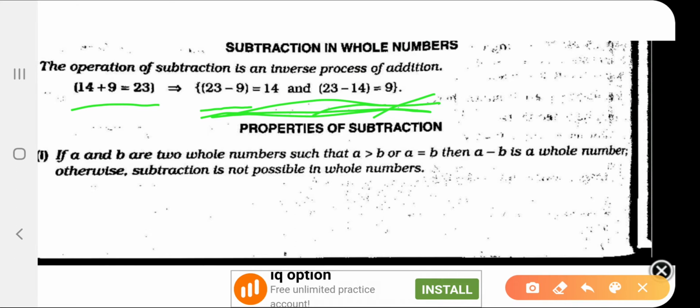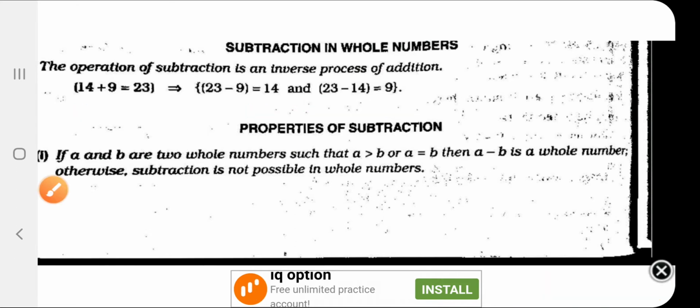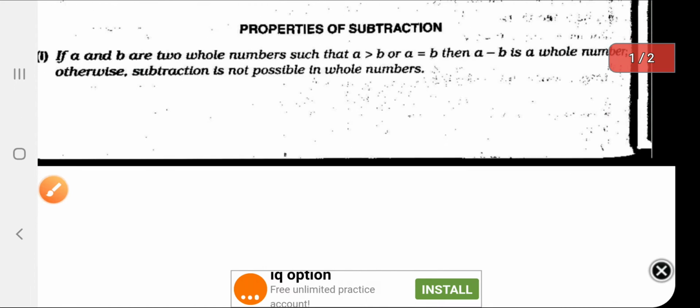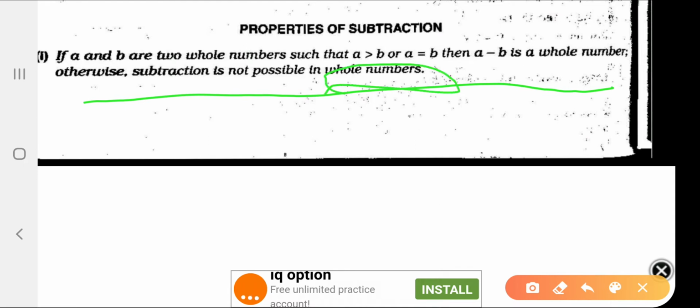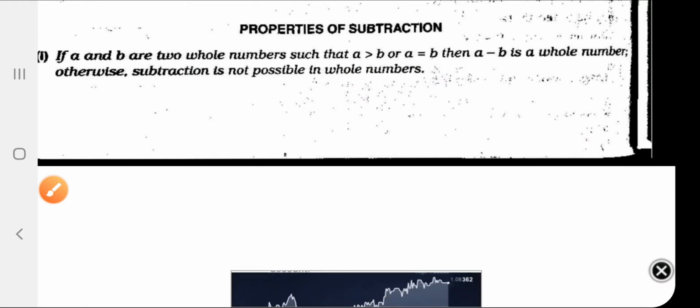Okay, now we'll learn some properties of subtraction. The first one: if a and b are two whole numbers such that a is greater than b, or a equals b, then a minus b is a whole number, otherwise subtraction is not possible in whole numbers. Remember, subtraction can be possible, but it cannot be possible in whole numbers.